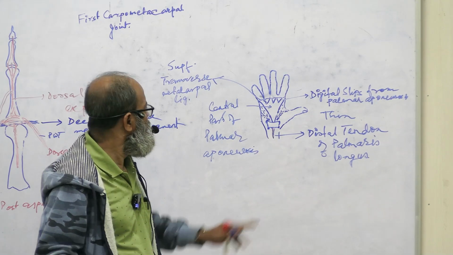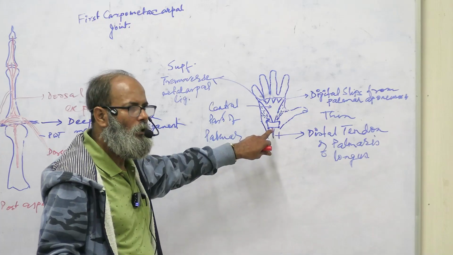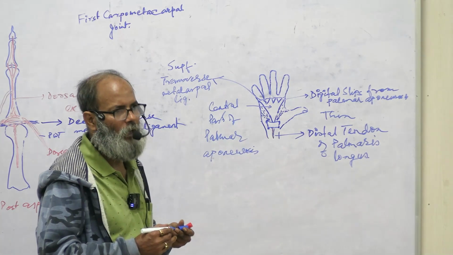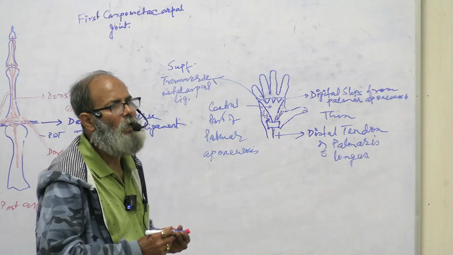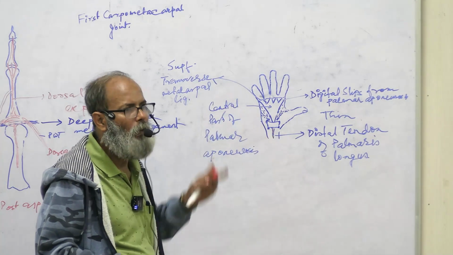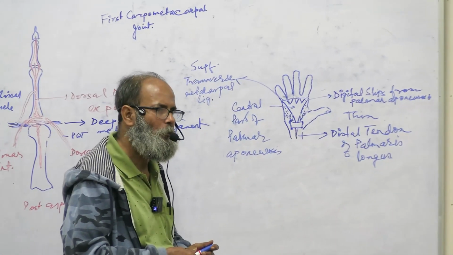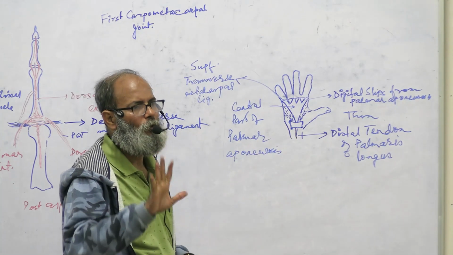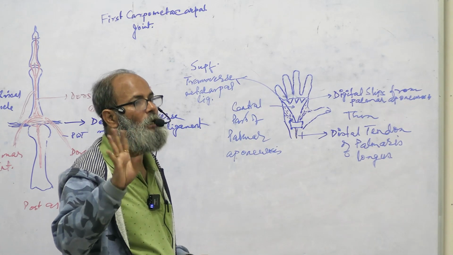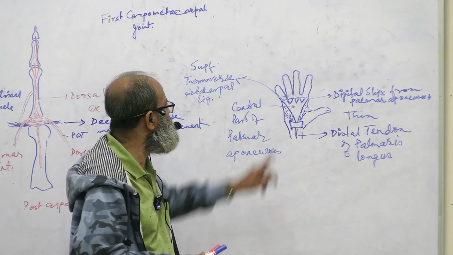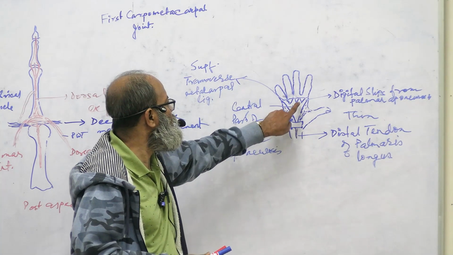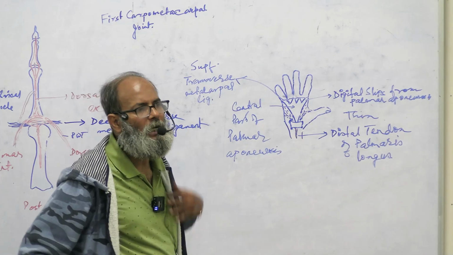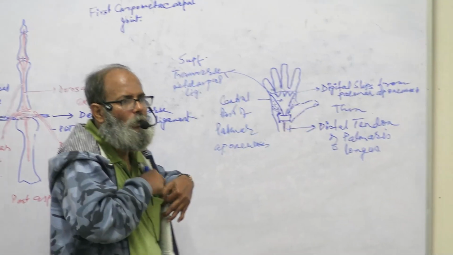Got my point? Proximally, it is triangular. The apex is towards the flexor retinaculum, where it is actually a continuation of the palmaris longus tendon. Got my point? And this triangular part gives 4 digital slips. 1, 2, 3, and 4 digital slips. All right. How can you see?